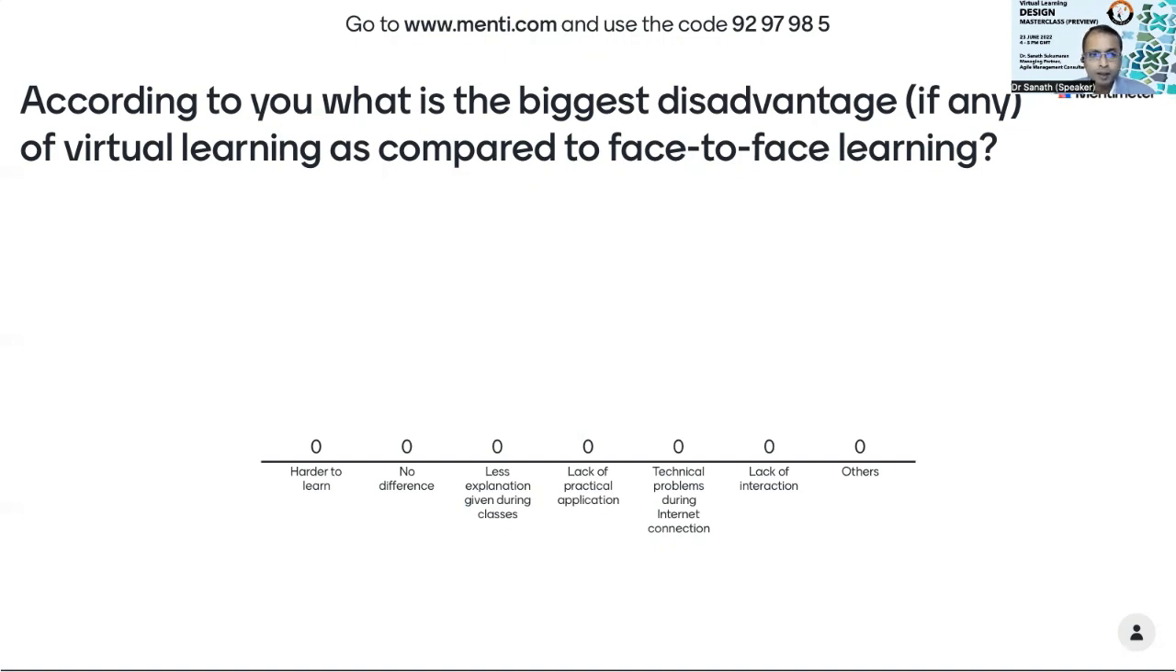The question is, according to you, what is the biggest disadvantage, if any? So I'm not going to bias you for the fact that there is. If there isn't, let's know. But if there are or there is, what would be your topmost pick compared to face-to-face learning? So I give you about 2 minutes. Just get on to your mobile device, click menti.com and type in that code and click your response and submit.